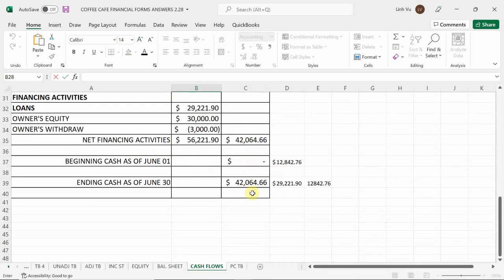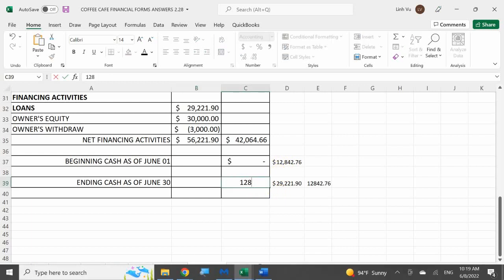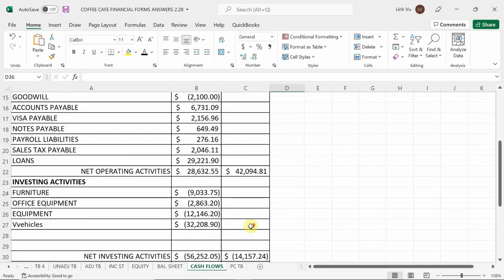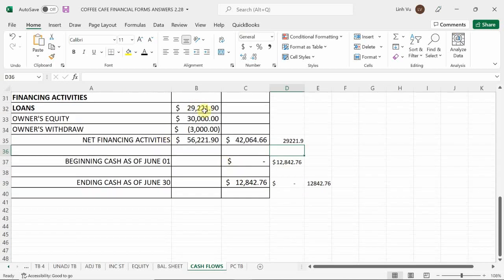You know what the difference is. This number is supposed to be 12,842.76. So we just have to figure out why this amount is off by so much. But we know it's off by the 29,221.90. Once again, that's not the point. In this case, I can't figure out why this calculation is not correct, but at least we know what the difference is. The difference is that loan right there, which is correct, right?